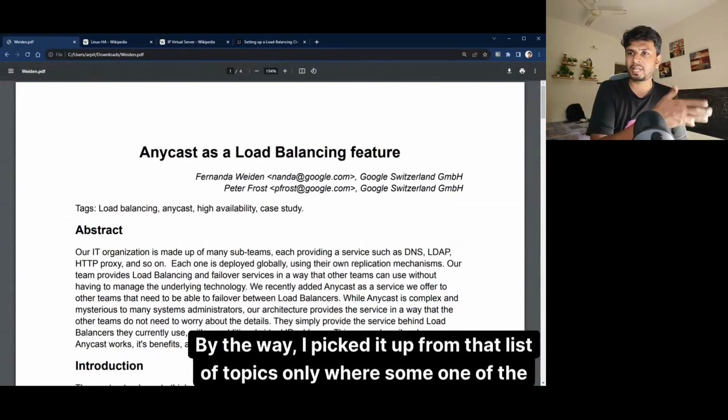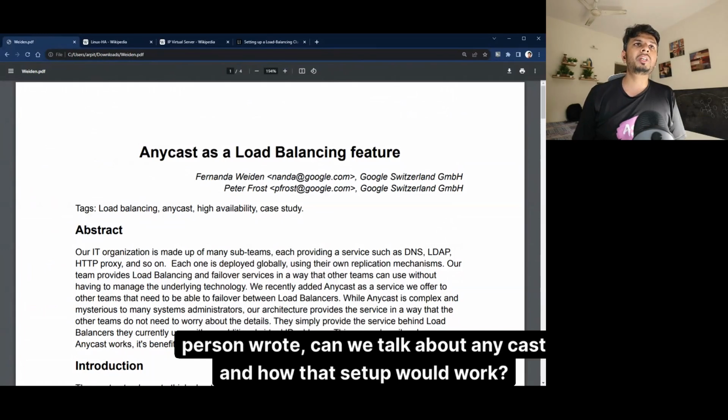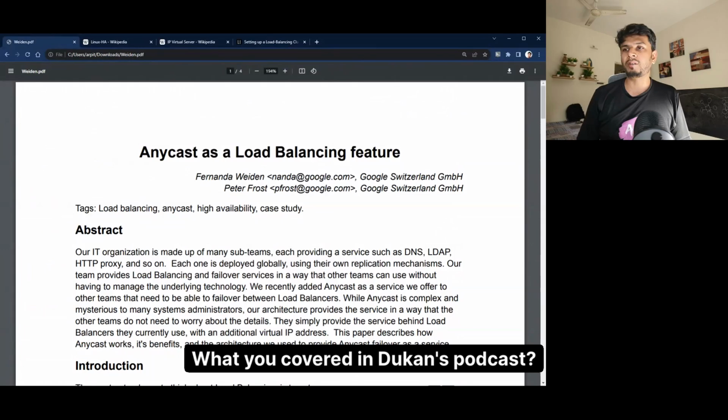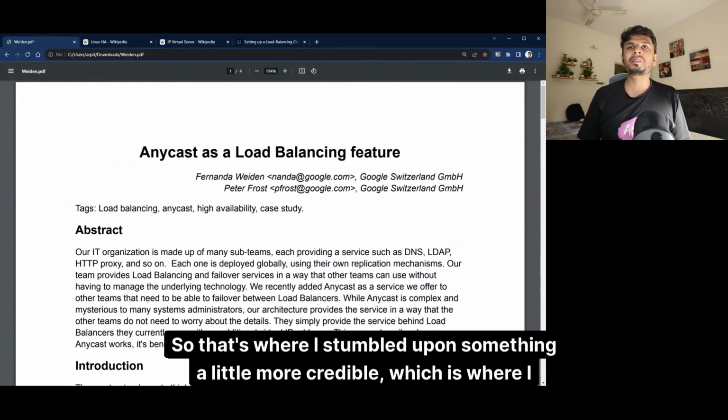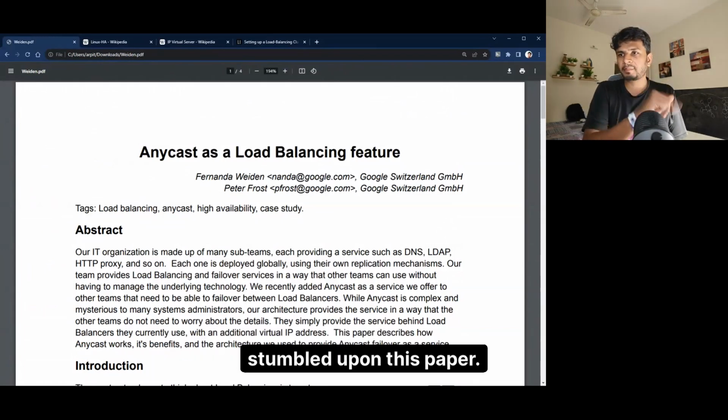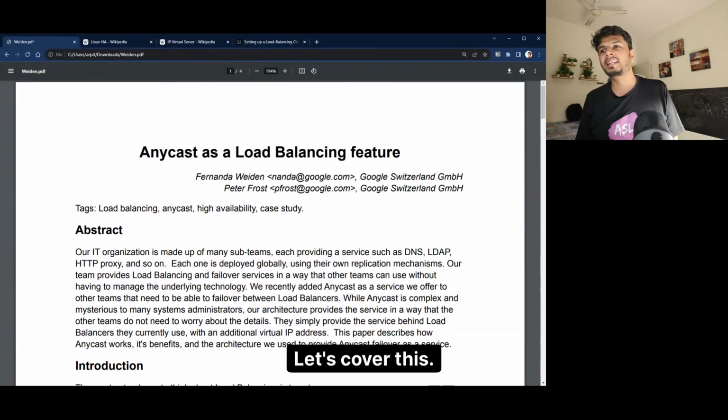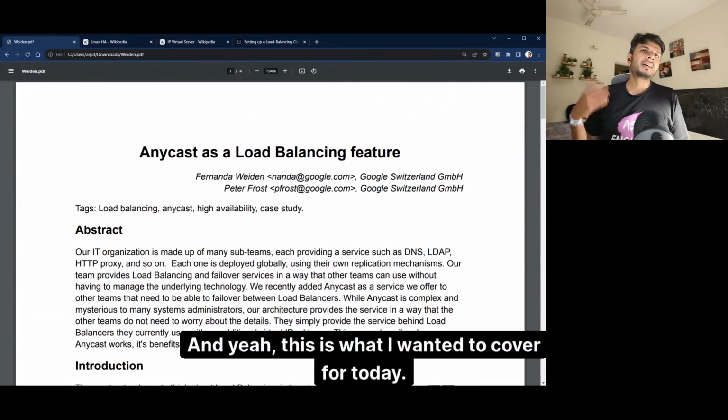By the way, I picked it up from that list of topics only, where one of the people wrote, "Can we talk about Anycast and how that setup would work, what you covered in Dukan's podcast?" I'm like, why not? So that's where I stumbled upon something a little more credible, this paper. Hey, let's cover this, right? And yeah, this is what I wanted to cover for today.